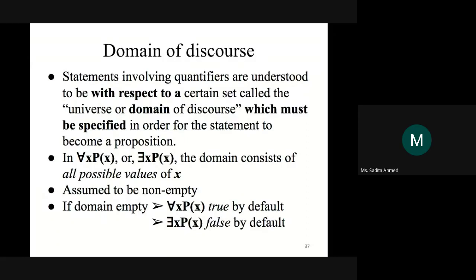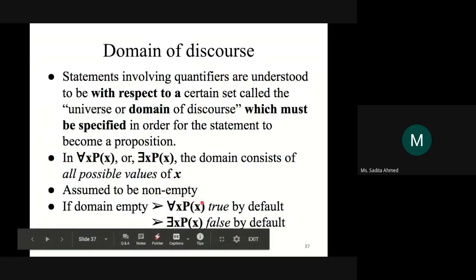So that is why usually the domain is assumed to be non-empty. If it's empty, the universal quantification is true by default and the existential quantification is false by default.